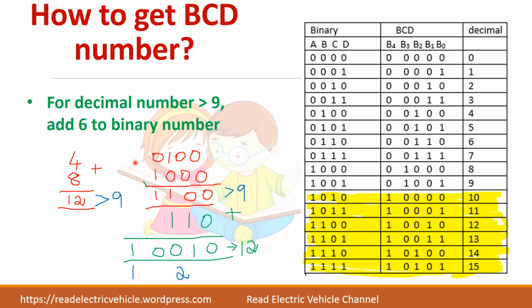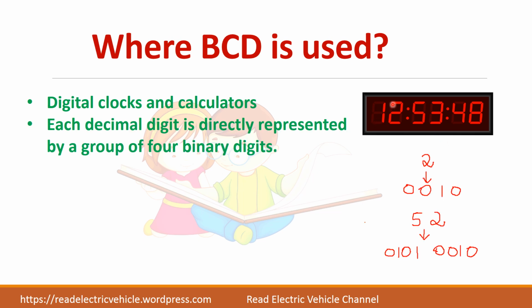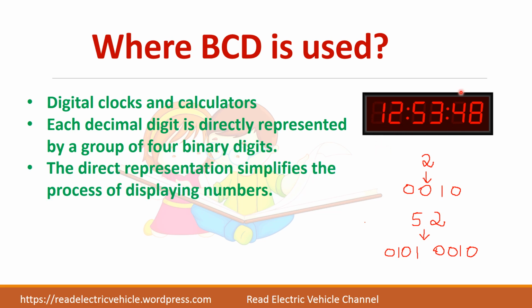Where is this BCD used? It is mainly used in digital clocks and calculators, because we have to display the digits separately, 1, 2, like that. For that, this BCD is very useful because it will simplify the process of displaying the numbers. If you want to display 1, 2, for 1 it is 0001, and for 2 it is 0010. You can write the coding easily. So for that purpose this BCD code is used.